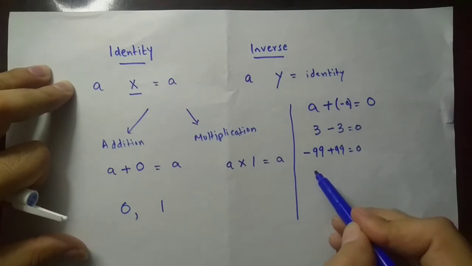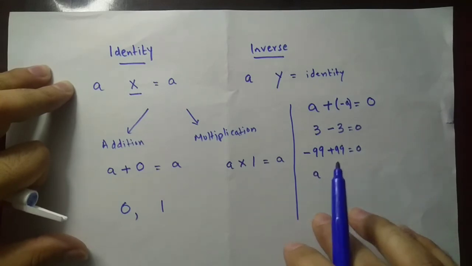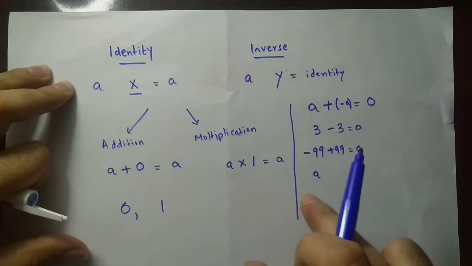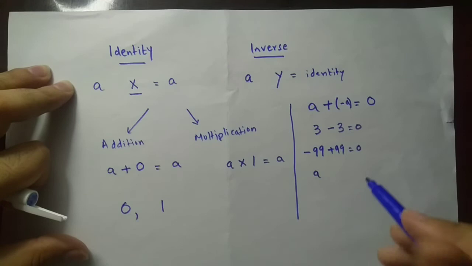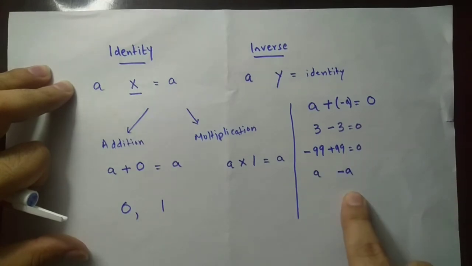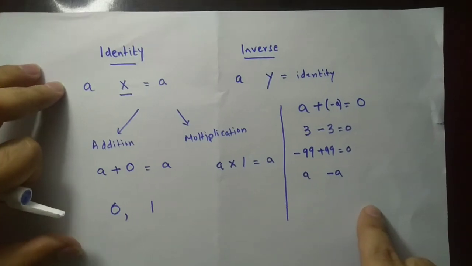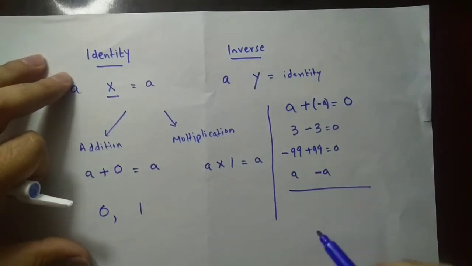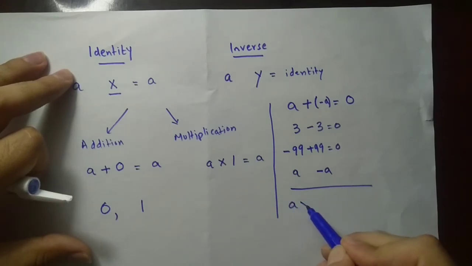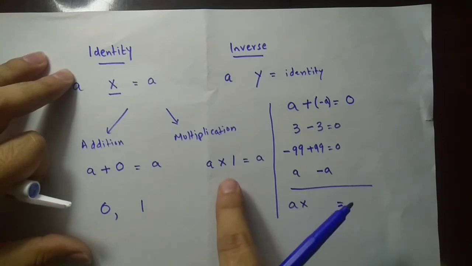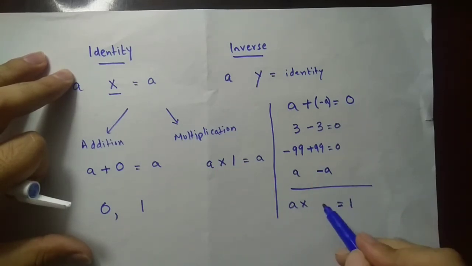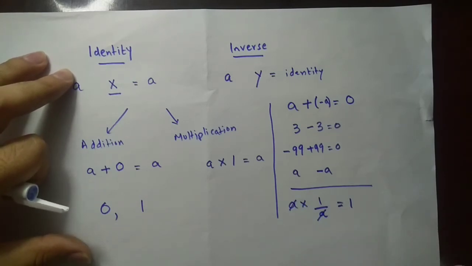So simply, if you are given a number a, you need to change the sign of this number in order to get its inverse. If you are given this number a, simply change its sign. You will get negative a. So this is the additive inverse of this number. Whereas for multiplicative inverse, what is the number which when multiplied with this a results in the multiplicative identity, which is 1? And that is simply 1 over a.